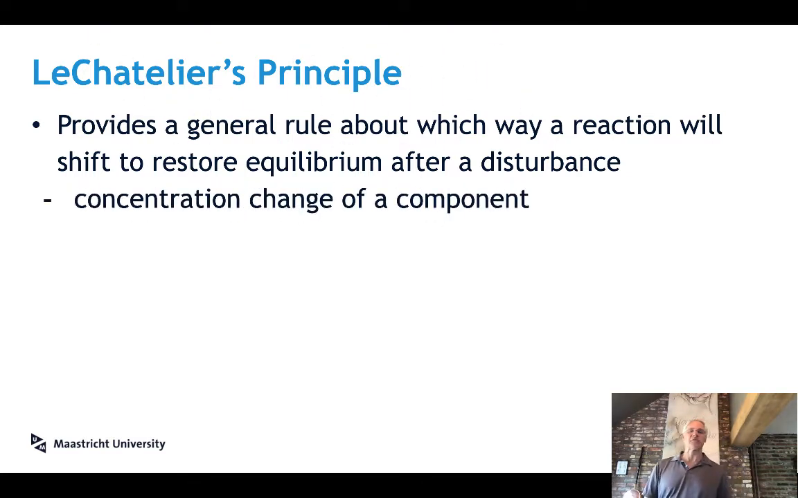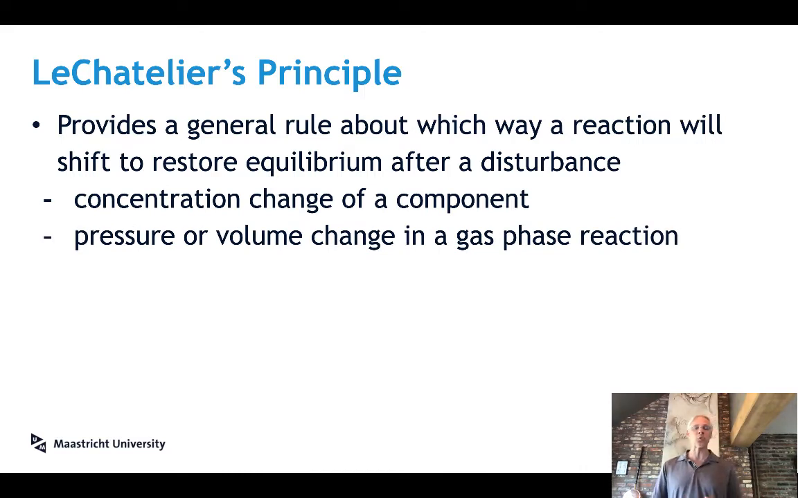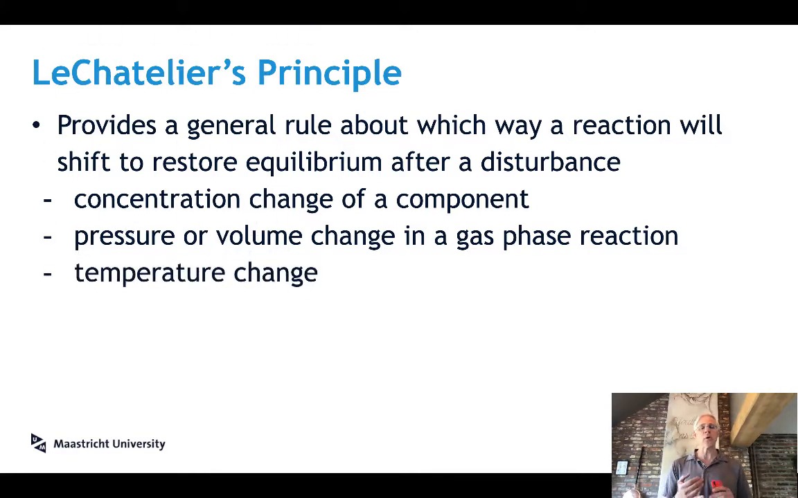Some of the different things that we can do to a reaction at equilibrium in order to disturb that equilibrium is to change the concentration of one of the reactants or the products, either by adding or removing. If we have a gas phase reaction, we can change the pressure or change the volume. Or one of the last things we can do is to change the temperature. Any of these things can throw a reaction out of equilibrium, create that disturbance, and what Le Chatelier's principle provides to us is how that reaction is going to respond.